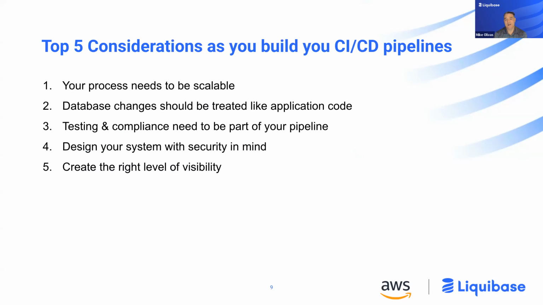So in terms of the top 5 considerations as you build out your continuous integration, continuous delivery pipelines, we'll talk about these in detail. A couple of things to look at: the process needs to be scalable. As you increase the number of databases, as you increase the resources that you're using, we need to be able to scale out. The database changes need to be treated like application code. Just like you're doing today with your CI/CD process for your application side, the database needs to marry and move in with the application side of things.